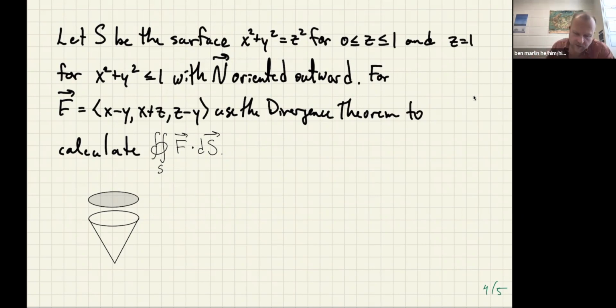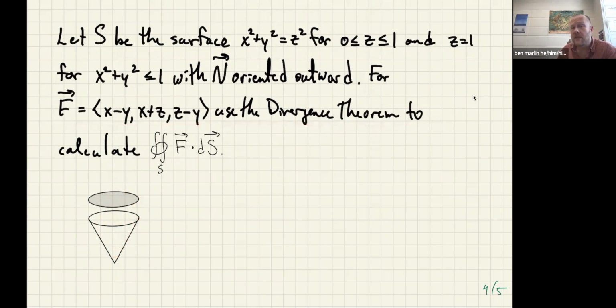All right, so this time around, we've got S being a surface, which is a cone, and it's going to be pointing downward, and of course, we're orienting this all outward, and the z equals 1 is the top of the cone, and then the bottom of the cone is going down like that. All right, so our vector field is going to be this thing here, and we're asked to use the divergence theorem.